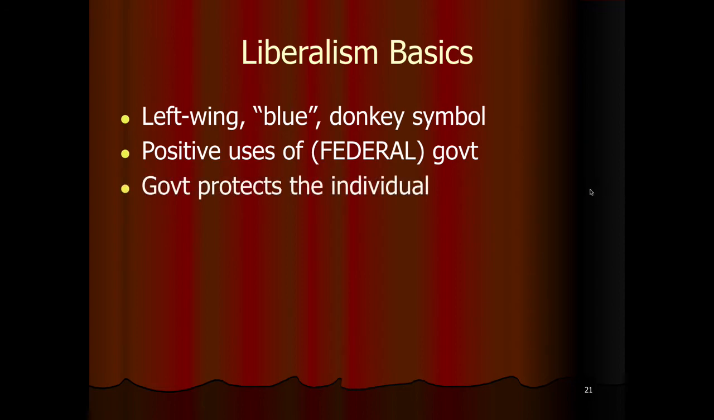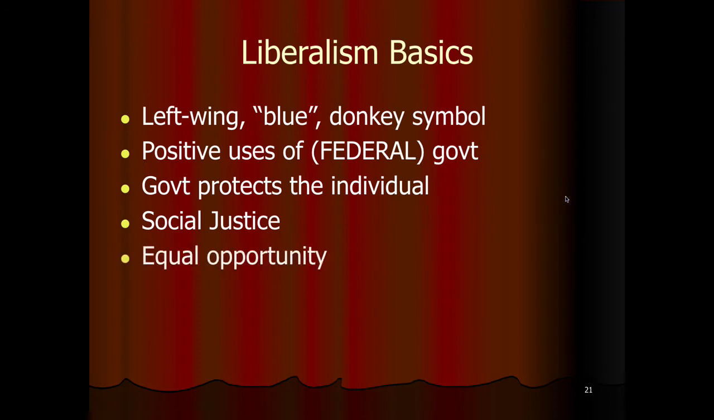Liberals often believe that the government protects individuals, that if your rights are being taken away by another individual or by a corporation, that some type of government program is there to protect you, and they would prefer that the federal government set up those rules and regulations to protect people. Liberals have a very strong social justice platform and equal opportunity platforms. A lot of this started in the civil rights movement of the 1960s.